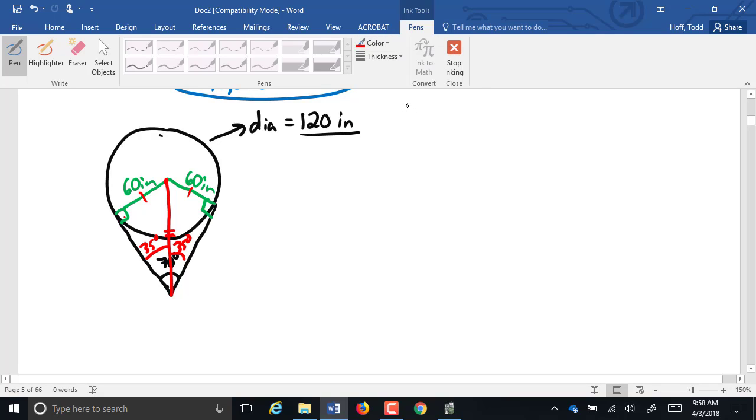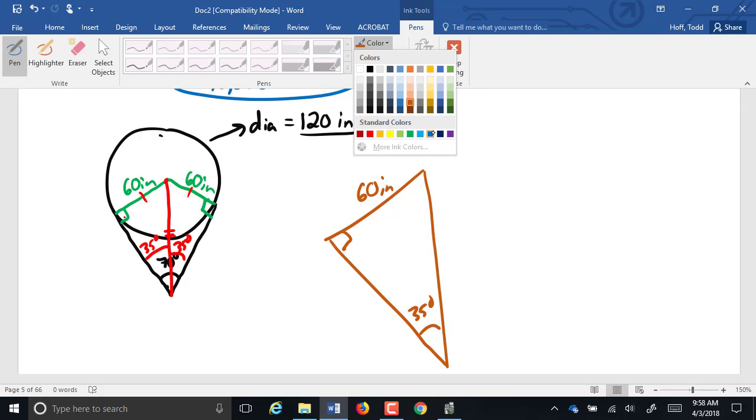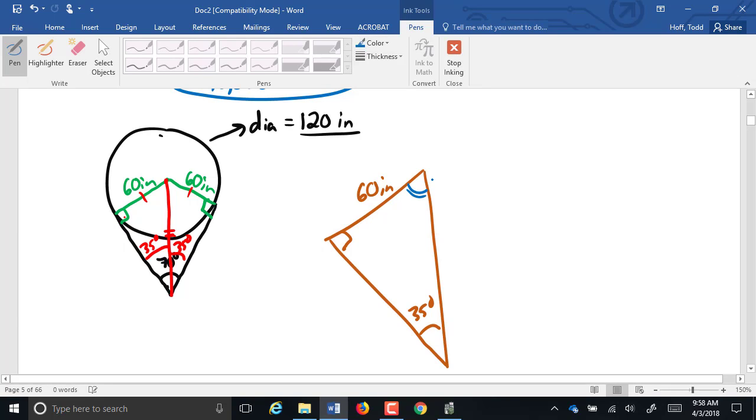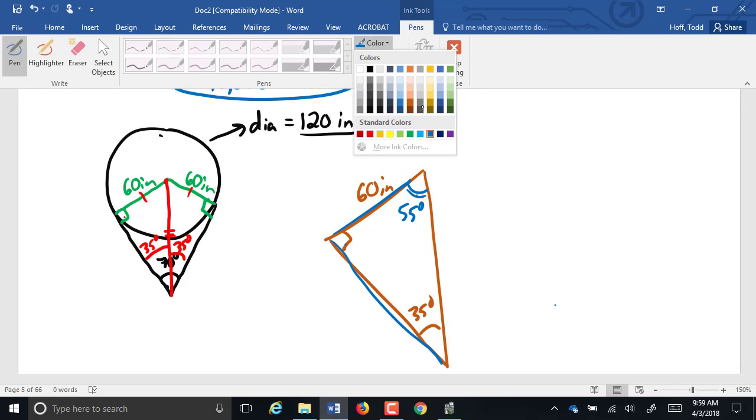So if I draw out that triangle a little bit bigger, I have a 35-degree angle here, a right angle there, and 60 inches here. What's this angle up here have to be? 55. How do we get 55? 90 minus 35. Good. 180 minus 90 is 90, minus 35 is 55 degrees. We know the 60 here. It would help if we knew that dimension right there. How do we find that dimension?